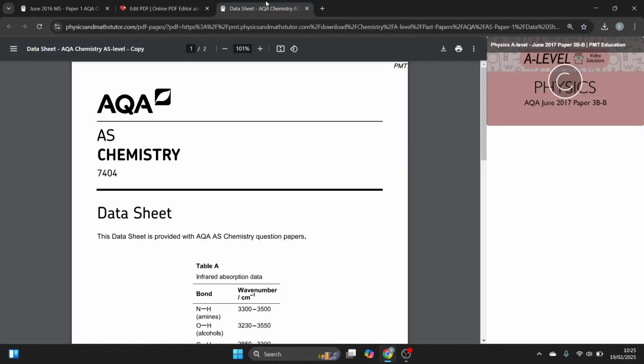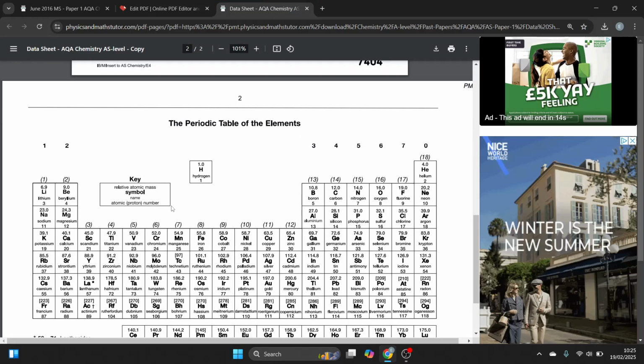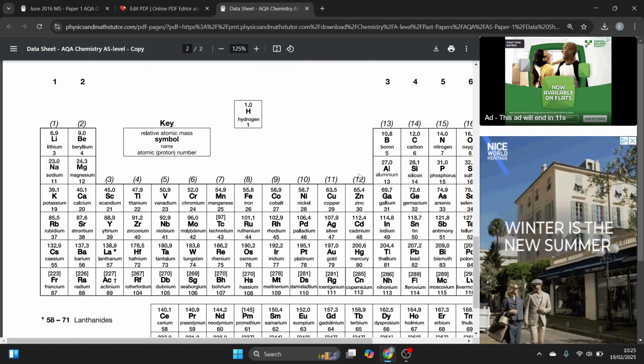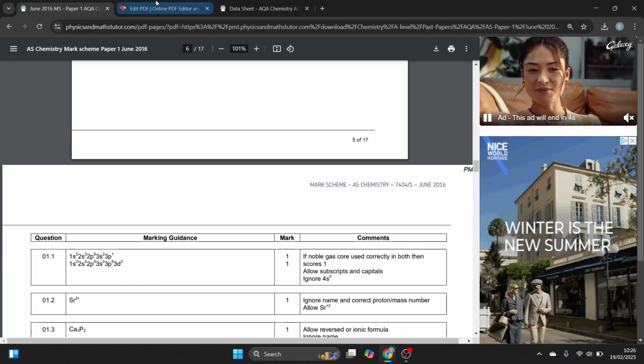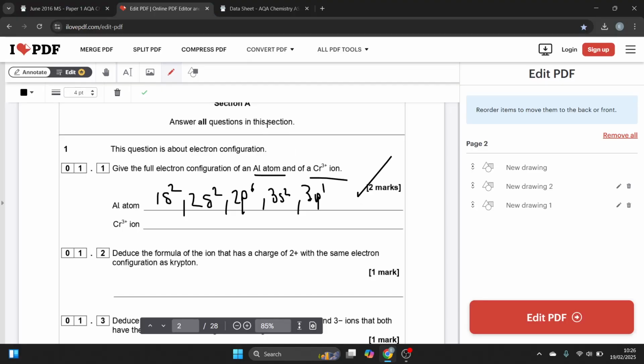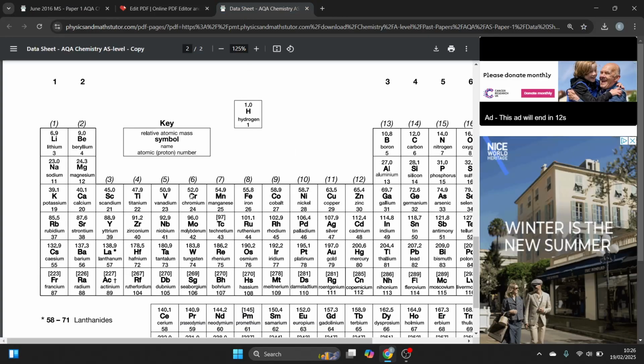So the Al atom has 13 electrons, so it's going to be 1s2 2s2 2p6 3s2 3p1. Perfect. And the Cr3+ ion, well, it's a chromium atom, but it's got 3 plus, so it's an ion.